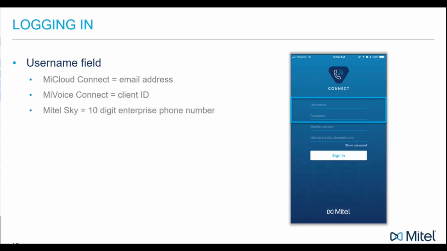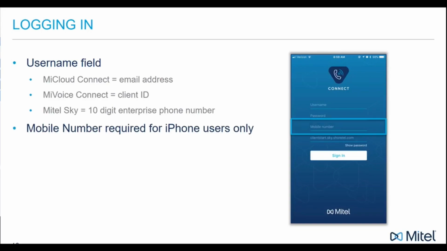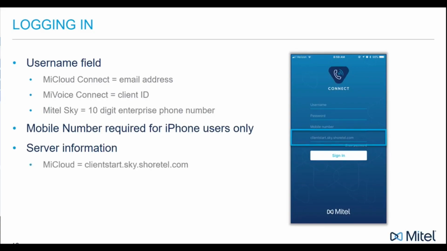For ShoreTel Sky users, the login name will be your 10-digit enterprise phone number, and your password will be your voicemail password. iPhone users are required to manually enter their mobile phone number. This enables the mobility router to call you when your Connect for Mobile cannot be reached via Wi-Fi or cellular network. The mobile phone number will automatically be retrieved for Android users.